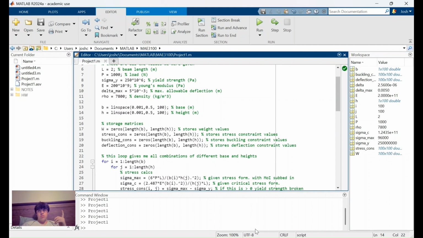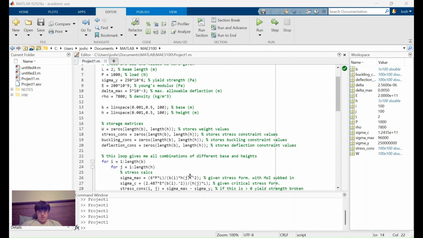So optimal height and base, let me run it again. I'd say around 150 millimeters for the base, and then a height of around 15-ish millimeters. 16 it says here is probably the most optimal, but it's an optimal base and height for this problem.